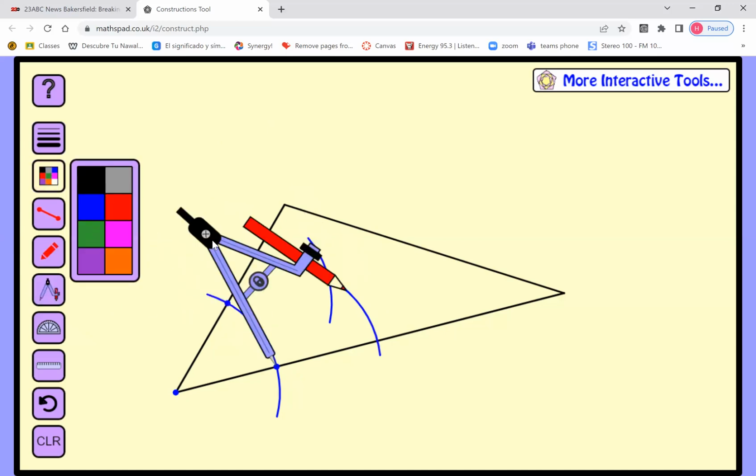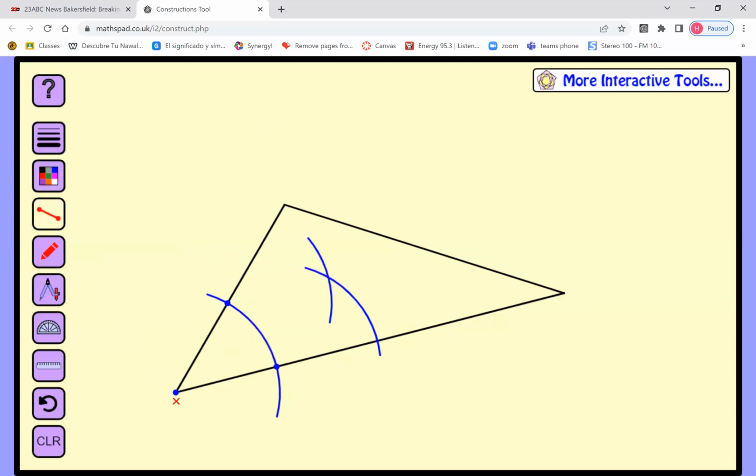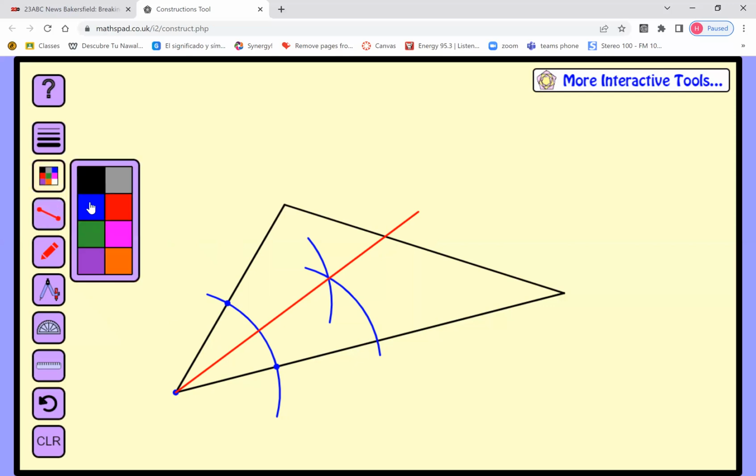And then with red, let me use red. Again, you don't have to use different colors. I will go from the vertex, and I'm actually going to go through there. Now this red segment cuts this angle in half. But I said I needed two bisectors. So far I've only done one. Now let me come back to blue, because what I'm going to do now, I'm going to bisect another angle.